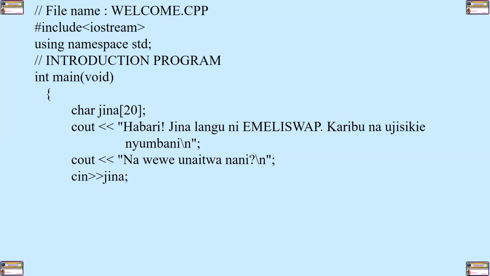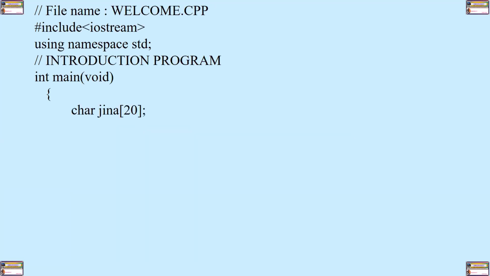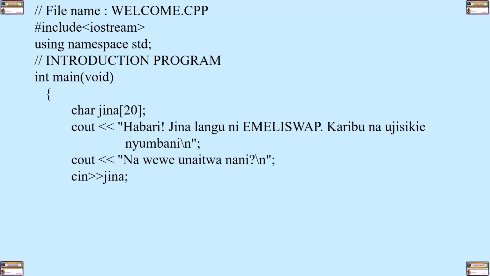Then cin. Once this statement is invoked, after the user has seen the message "na wewe unaitwa nani?" displayed on the screen, it will give the user an opportunity to enter or type his or her name. Whatever is typed through the keyboard will be taken and stored in the memory location called Gina, whose number of characters should not exceed 20.